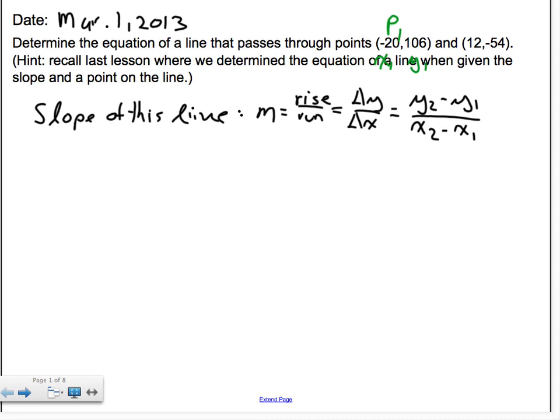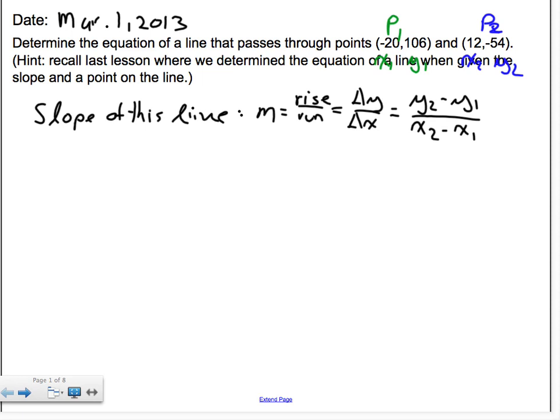It has to be clearly labeled, because the order of this is important. You can't get that confused. If you get that confused, you get the question wrong. Here, we'll say this is point 2, so this is x2, y2. Now we go in and plug in.